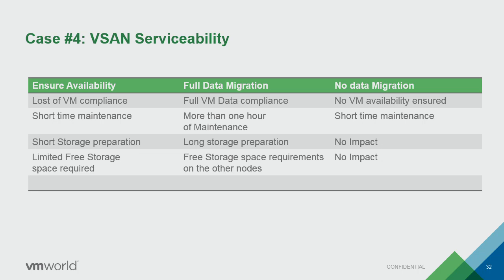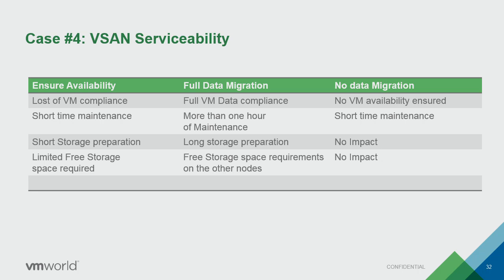So as you do maintenance mode with full data migration, it's going to migrate all of the data off of the host that you're putting into maintenance mode and rebuild it elsewhere in the cluster. Again, you will need at least 4 nodes to be able to do this. You won't be able to do it with 3 nodes. The ensure accessibility option just makes sure that your virtual machine is available, but it might be available with just a single copy of the data.